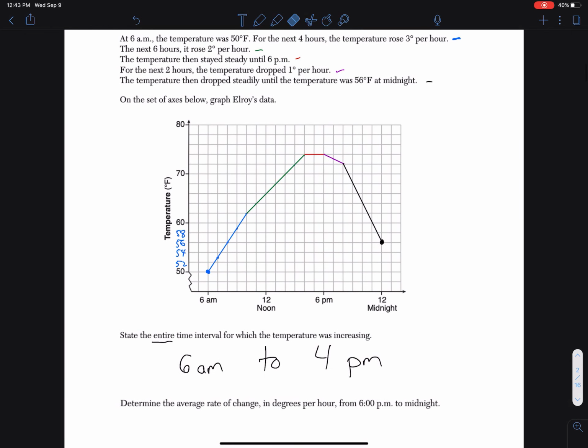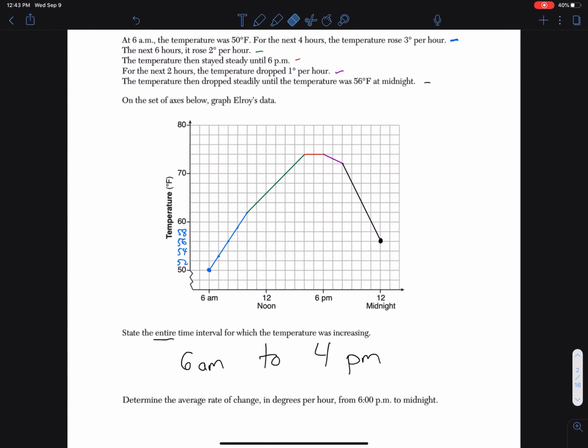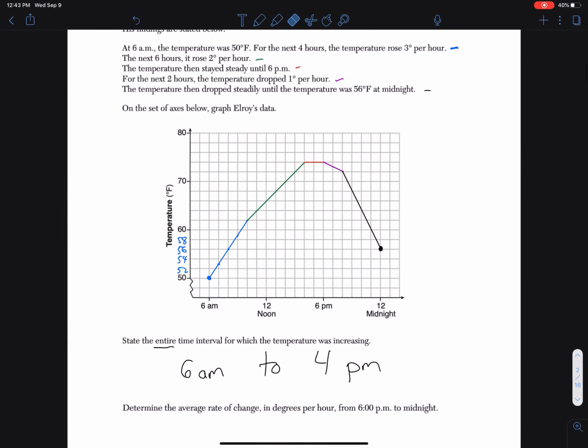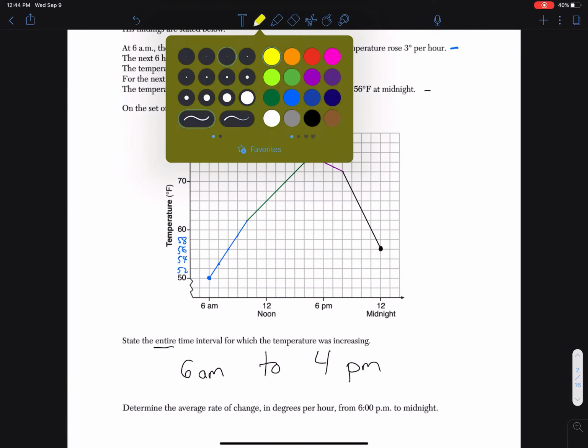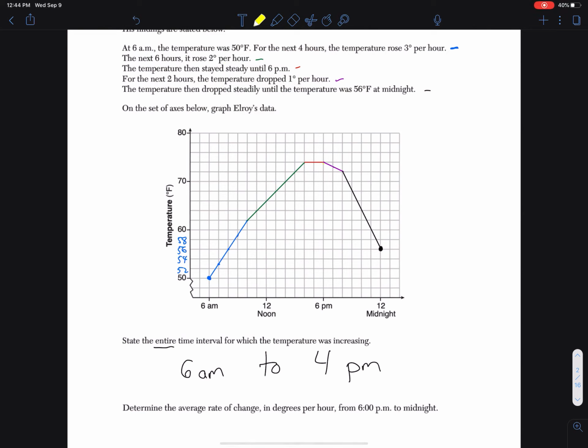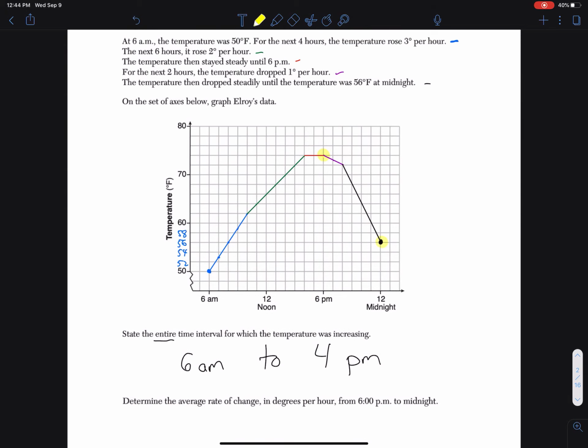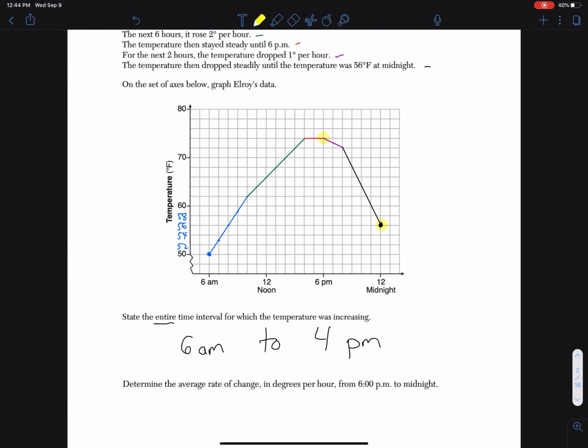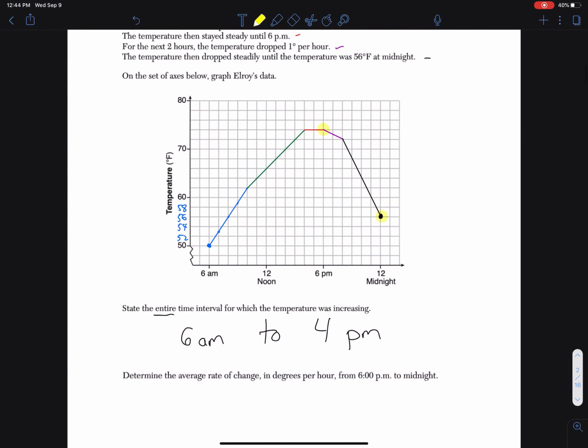Next, determine the rate of change in degrees per hour from 6 p.m. to 12 midnight. So let's first take a look at the points for 6 p.m. and 12 midnight. 6 p.m. is right here. And 12 midnight is right here. I'm just going to think of it as change in y over change in x. There's so many ways of doing this. You could write down the points, which I was thinking about doing, but I'm just going to look at it as change in y over change in x.